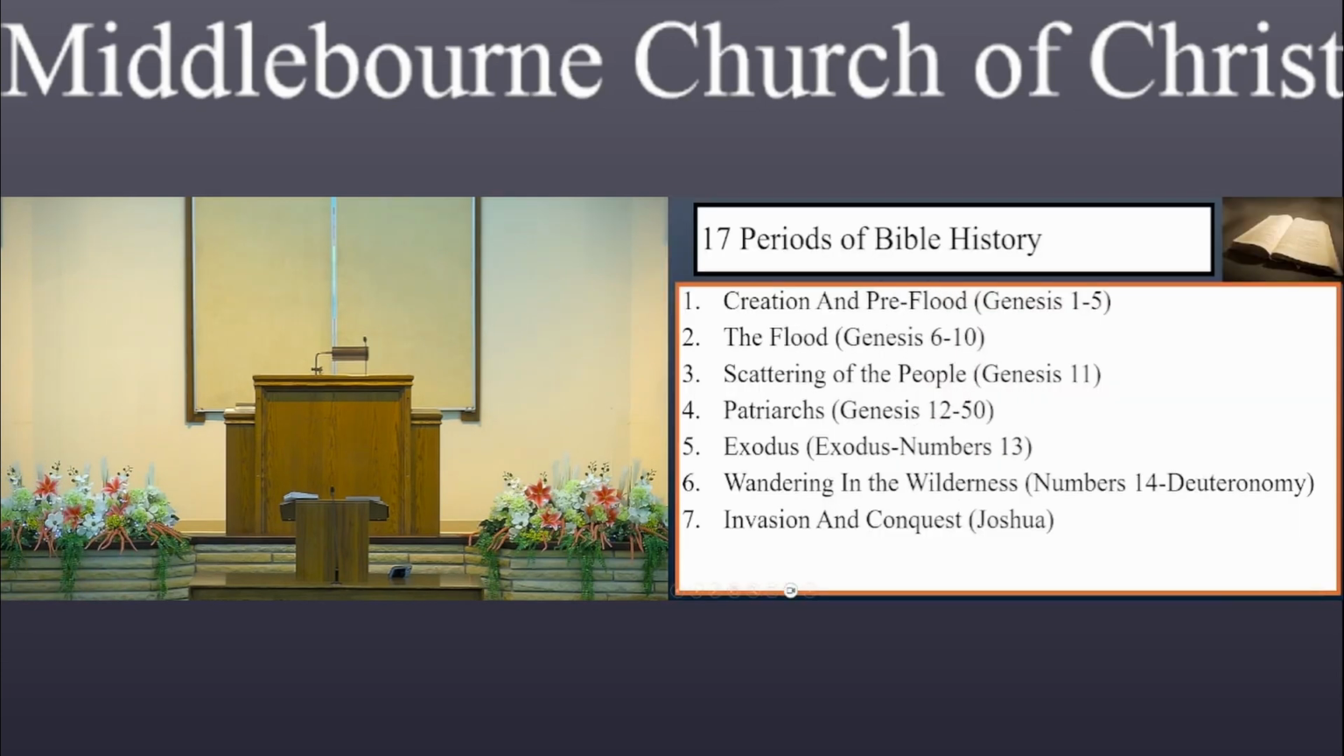It ends in Genesis 50 with a significant event, the death of Joseph. So the period ends. The Exodus spans from Exodus to Numbers 13. In Numbers 13, the people spy out the land. They come back and give a bad report. Because the people listen to that report, God says you're going to be punished and you're going to have to what? Wander in the wilderness. So we have the sixth one.